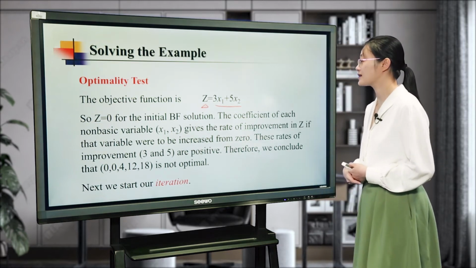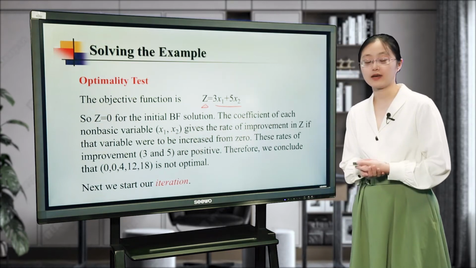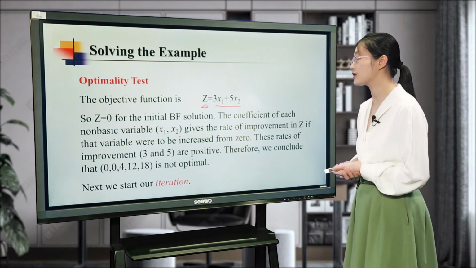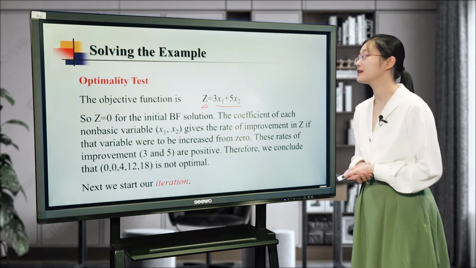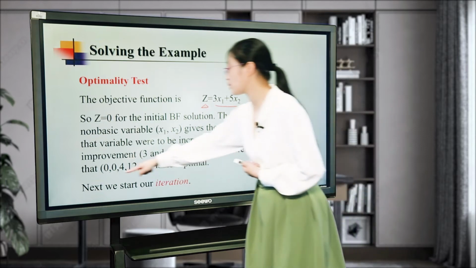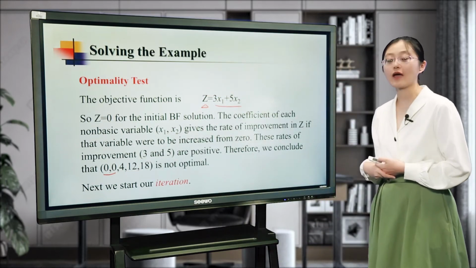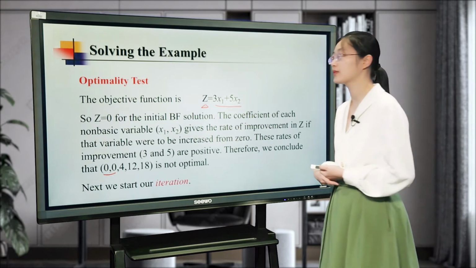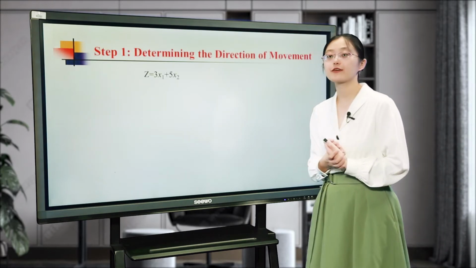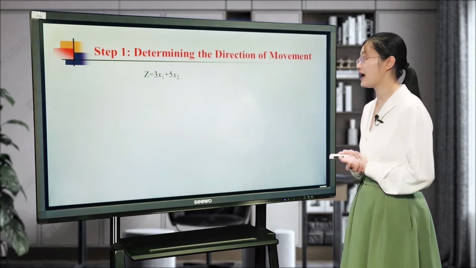So in this case, we say, since increasing the values of x1, x2 will give us an increase in the value of z, at this point, by setting x1, x2 equal to 0, the solution is not optimal. So we have to start our iteration. During the iteration, the first thing we need to do is to select.